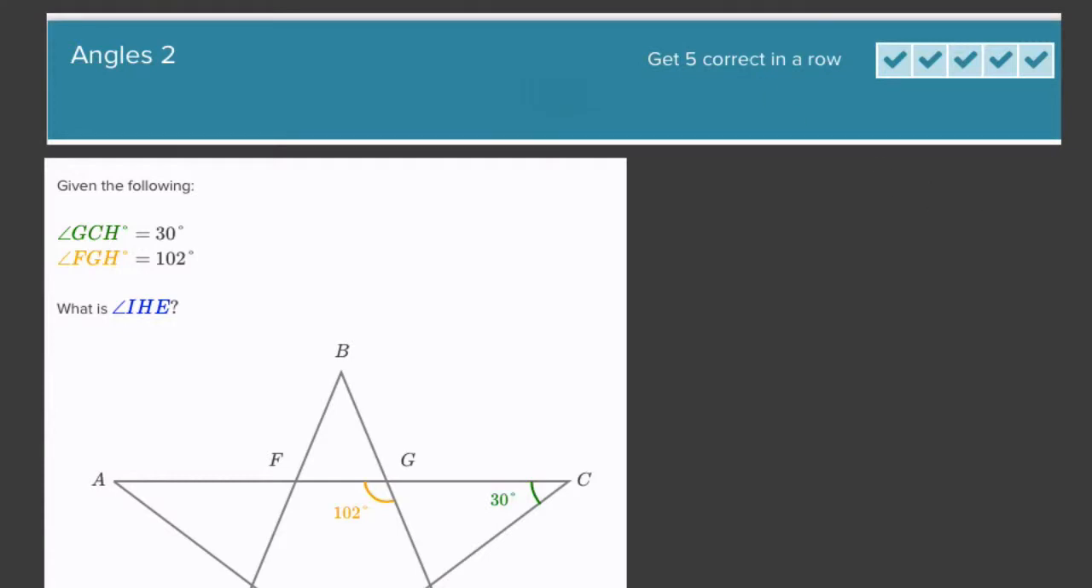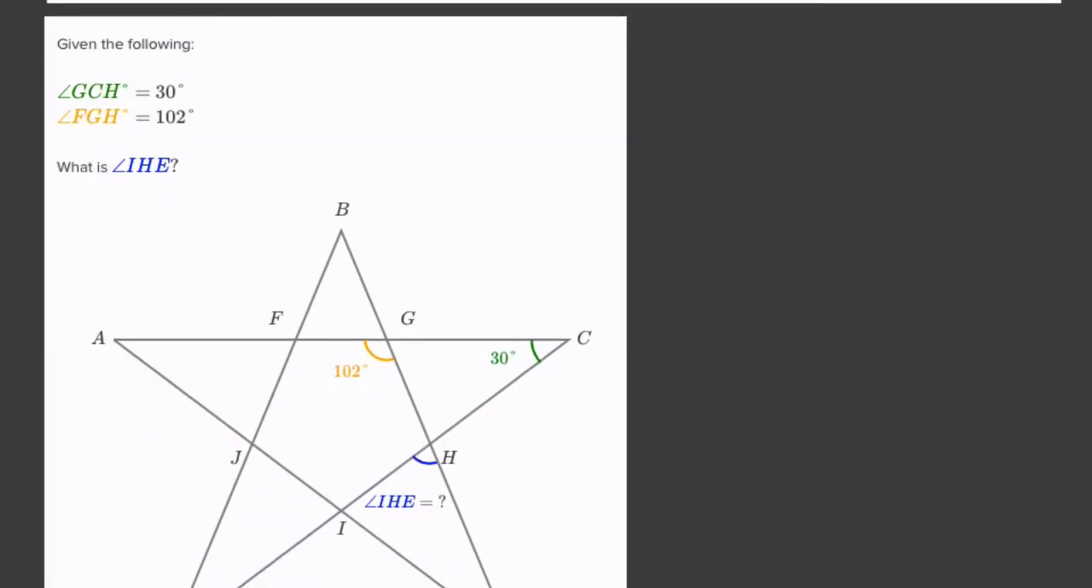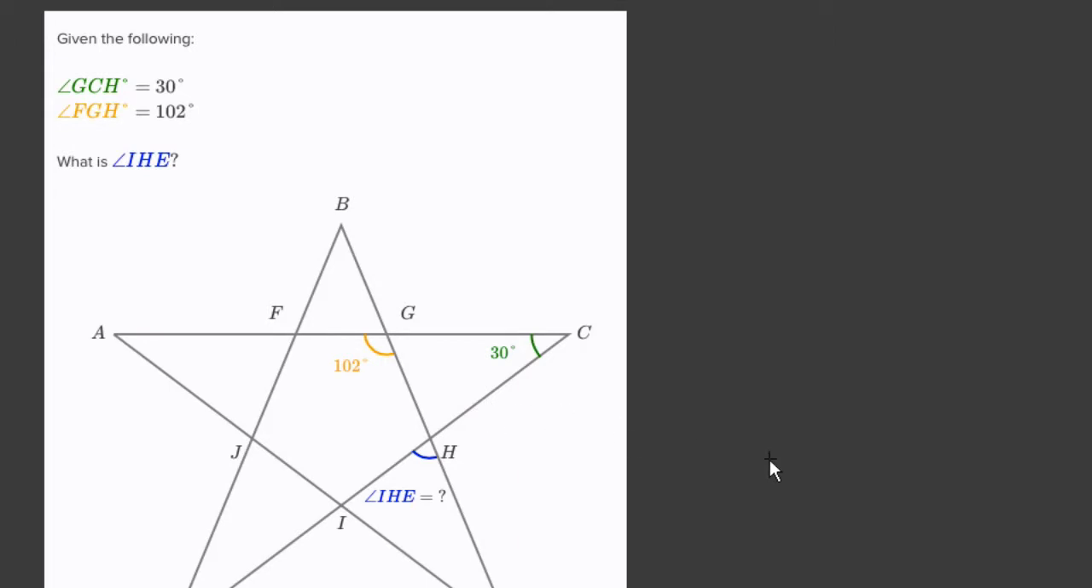Okay, so here we're going to look at the Angles 2 module on Khan Academy. You get a lot of problems like this where you have a star with some given angles. Let's look at how that might work.